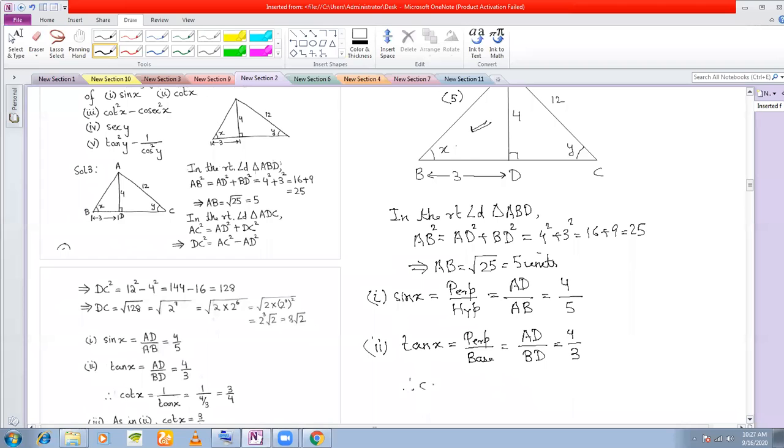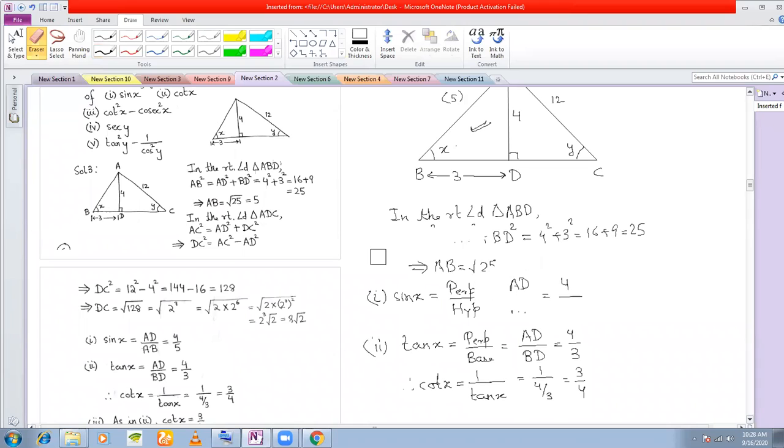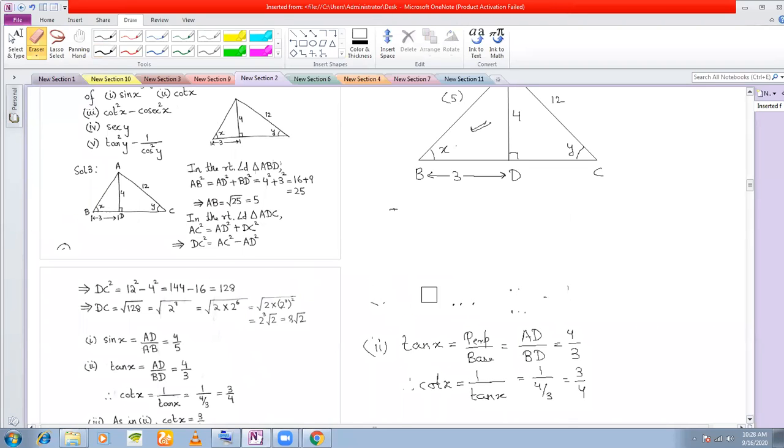So therefore what should be cot x? Cot x is the reciprocal of tan. We get this as 1 by 4 by 3, which gives 3 by 4. So cot x you have got 3 by 4. The third one is cot square x minus cosec square x. So what I'm doing is I'm rubbing all this, so that the figure remains in the picture. It's easier to identify. I don't have to scroll.